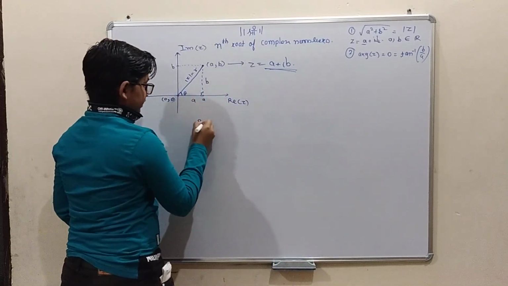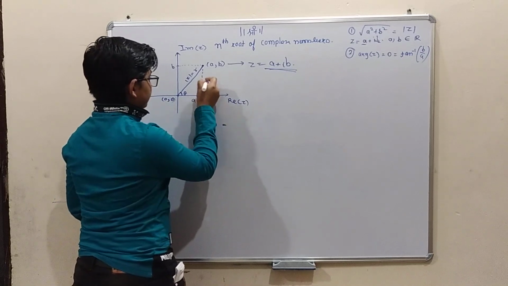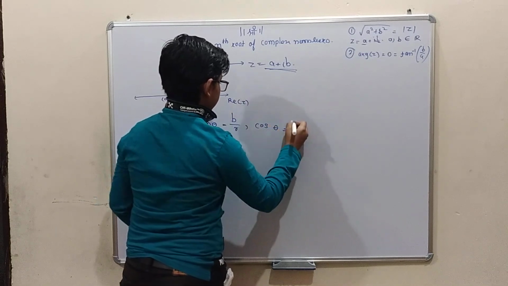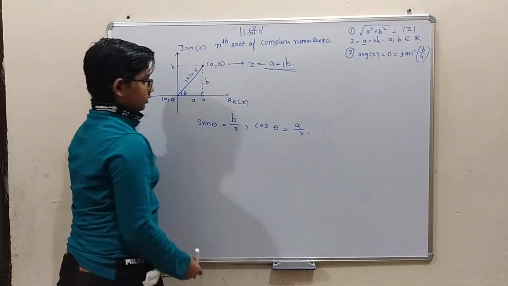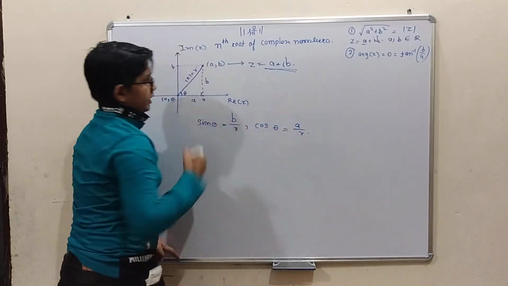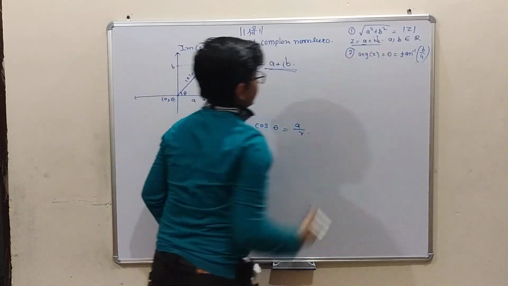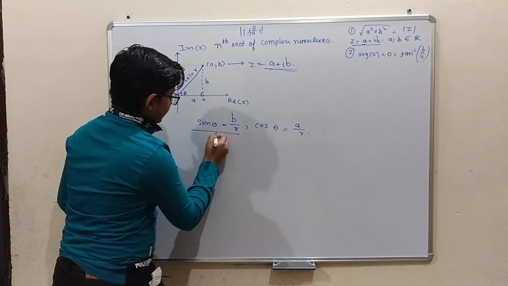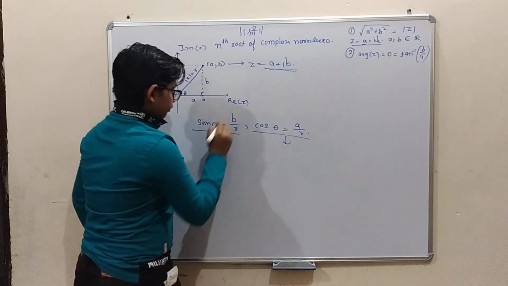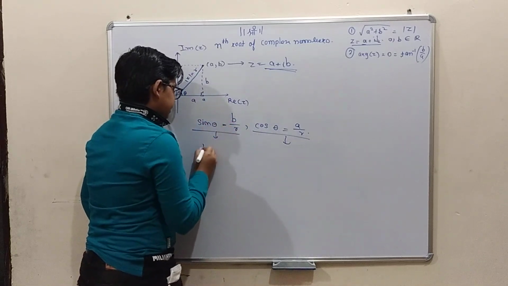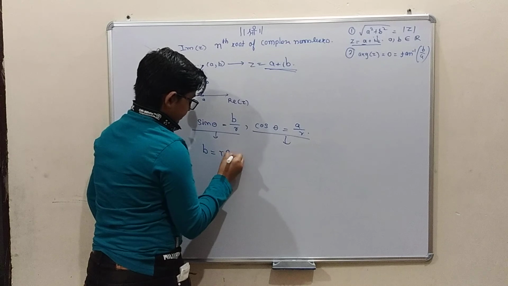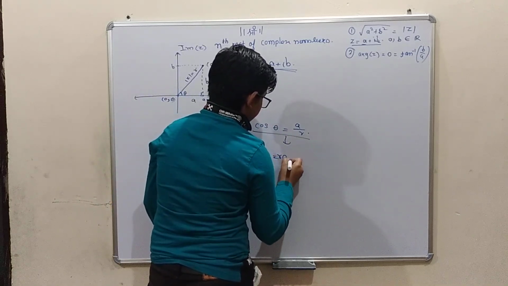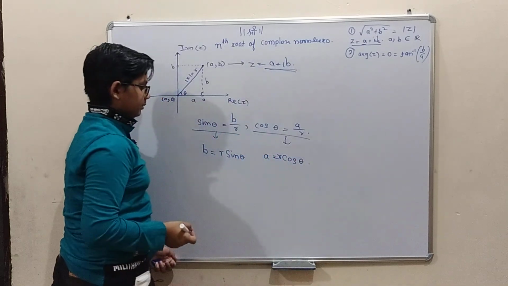Now we know that sin theta is equal to b by r and cos theta is equal to a by r. So we can find the value of a and the value of b and put them in the general form to find the polar form. From sin theta we get that b is equal to r times sin theta, and from cos theta we get that a is equal to r times cos theta.